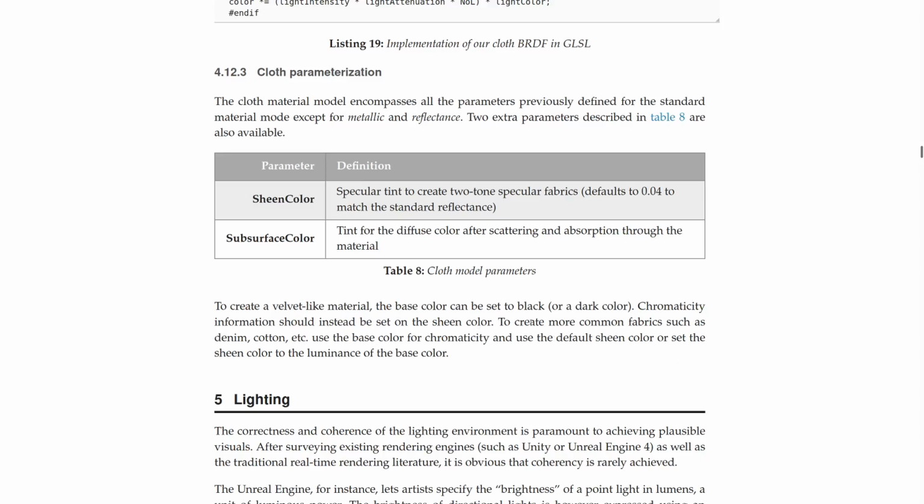So that's kind of... yeah, okay. So it is, yeah, the Fresnel is almost reversed. It's kind of opposite from your normal incidence and grazing angle. It's kind of inverted almost. So to create more common fabrics such as denim, cotton, etc., use the base color chromaticity and use the default sheen color or set the sheen color to the luminance of the base color.